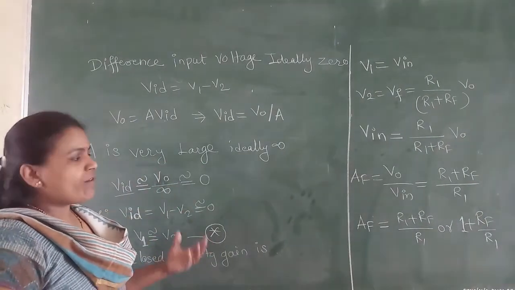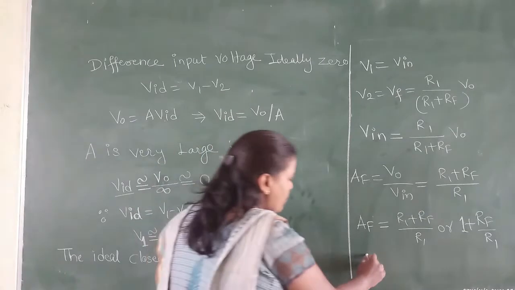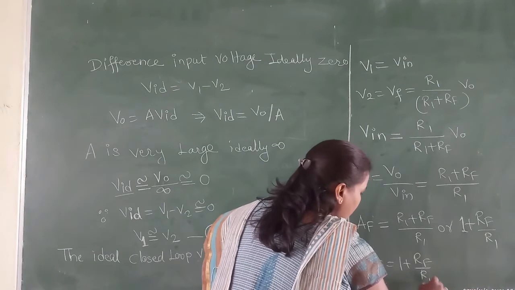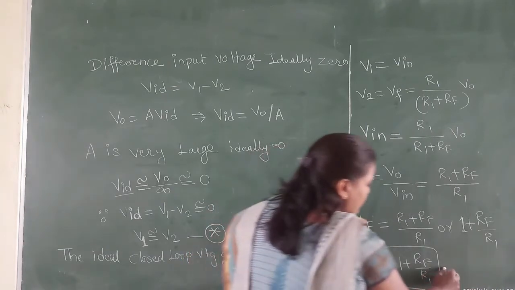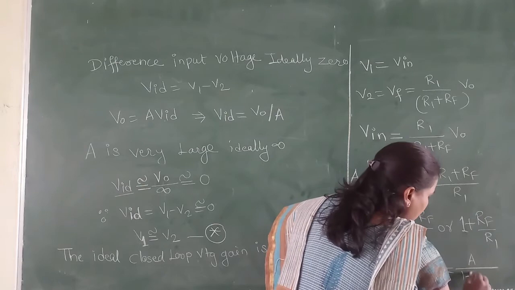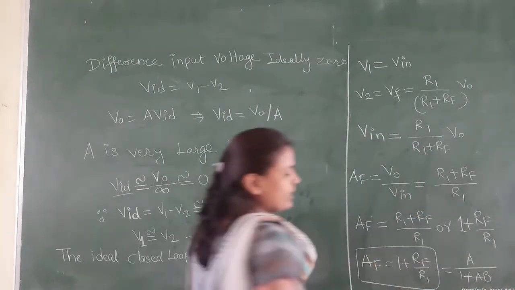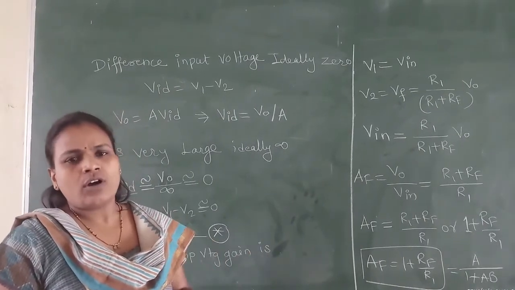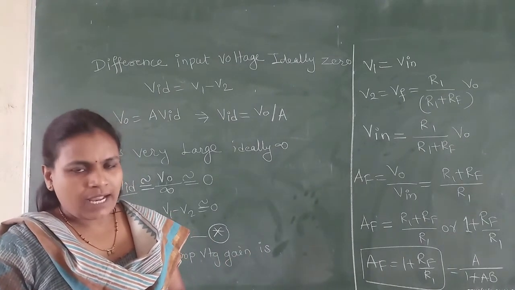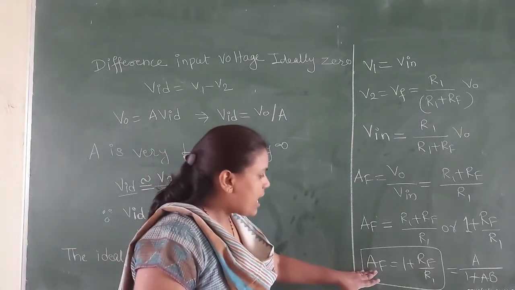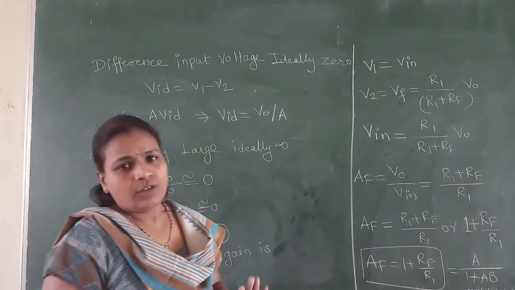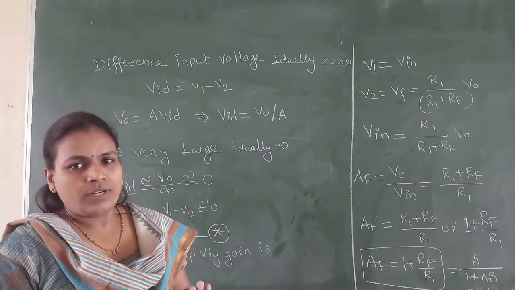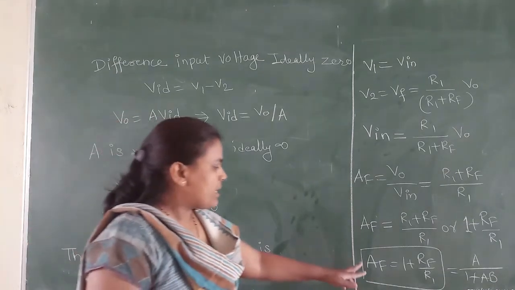So the same equation we had derived earlier, with the consideration that the differential input voltage is ideally 0. Initially, with the derivation of the feedback circuit network, we derived the same equation, AF equal to 1 plus RF by R1, and that we can again write as A divided by 1 plus AB. So for the non-inverting configuration with feedback, or the voltage series feedback amplifier, my gain AF is equal to 1 plus RF by R1, or it is reduced by 1 by 1 plus AB times the open loop voltage gain. So this is my gain AF here.